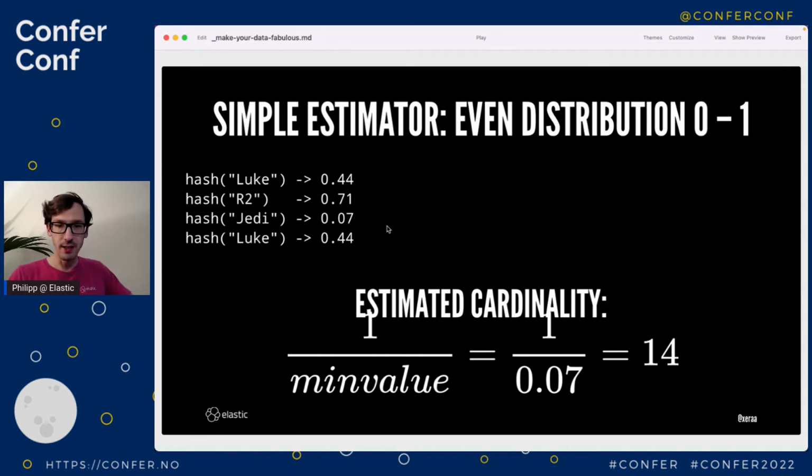And what this then does is I estimate the cardinality by saying 1 divided by the minimum value. So 1 divided by 0.07 is about 14. So this would say that I have potentially 14 unique values, because the assumption is that the values are evenly distributed over my data set. And this is approximately how many unique ones I have.